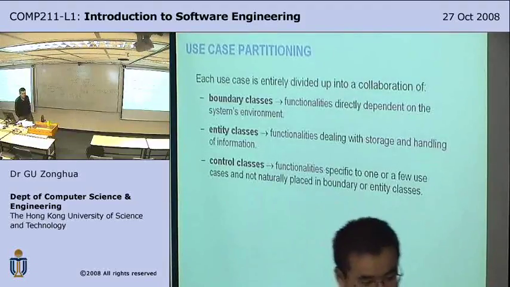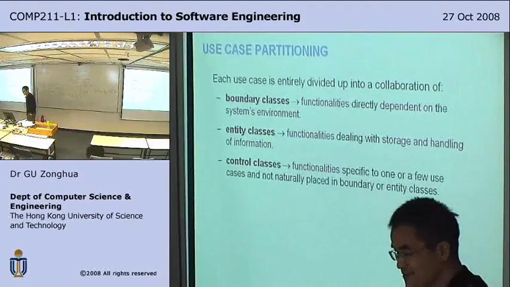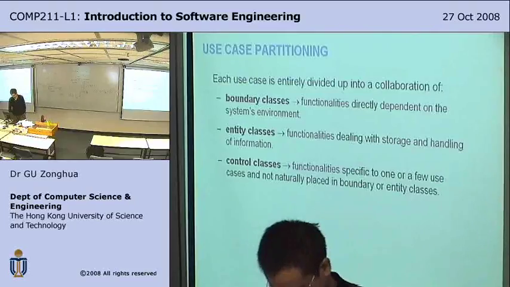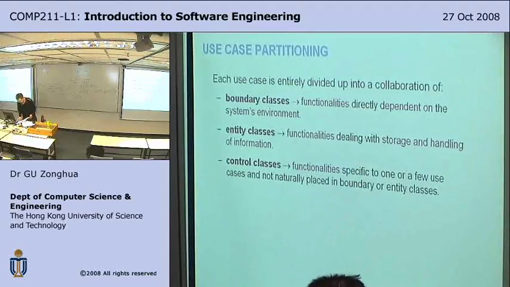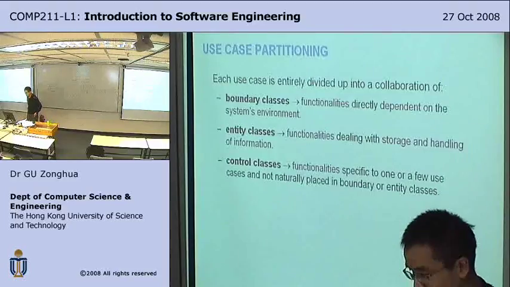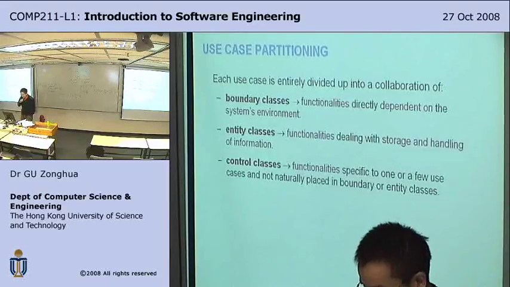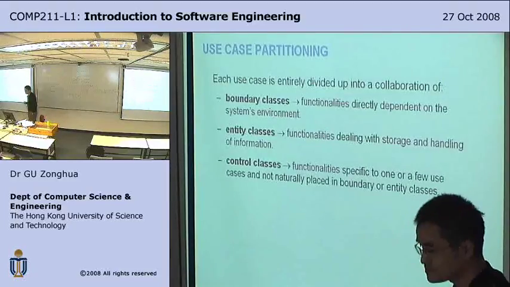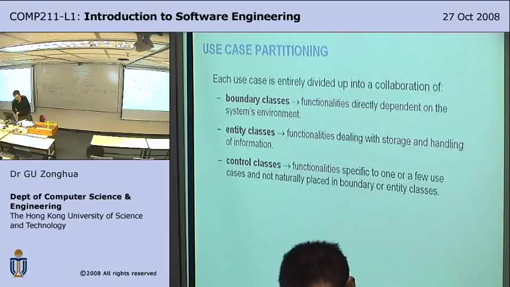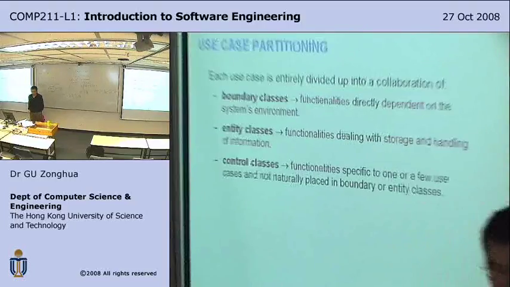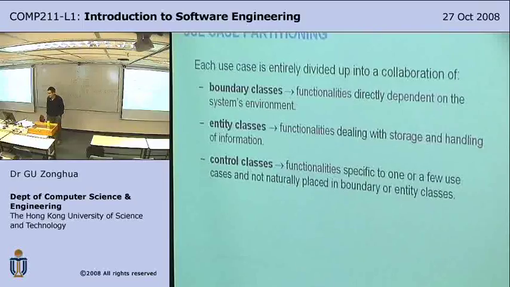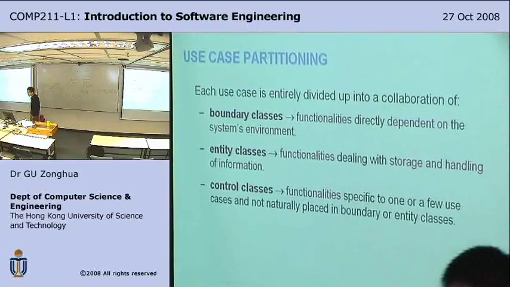Last time, Professor Lachowski finished sequence diagrams. Now we'll move on to the next part, use case partitioning. So each use case is divided up into a collaboration of three types of classes: boundary, entity, and control, as you saw before.